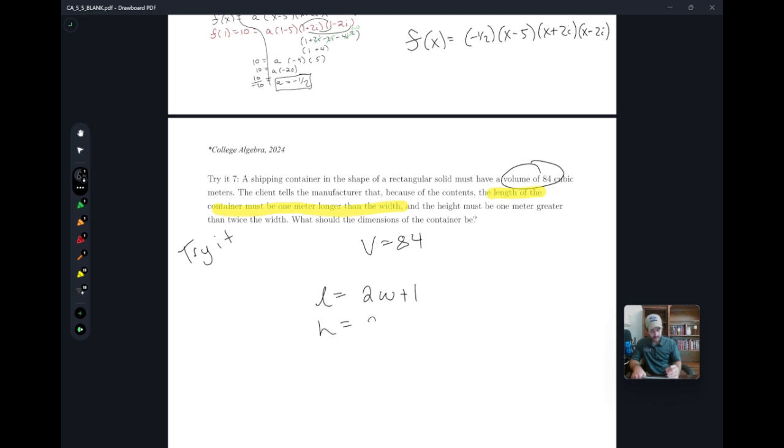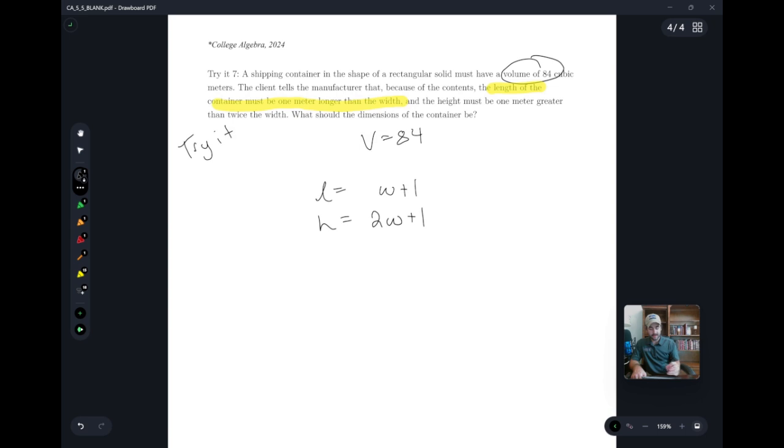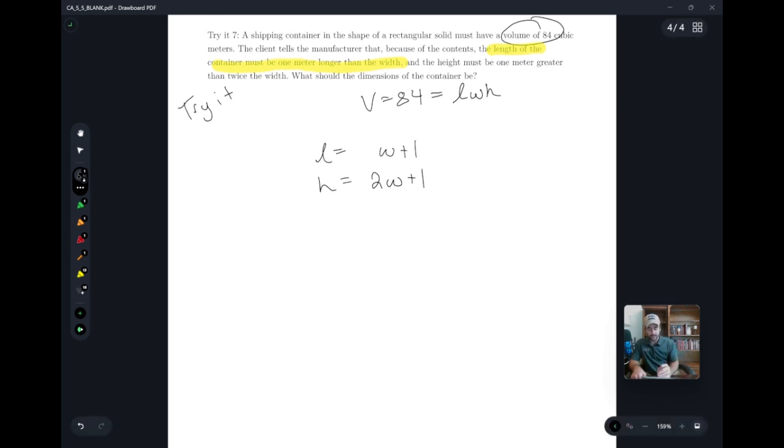So the length of the container must be 1 meter longer than the width. The height must be 1 meter greater than twice the width. And what we're going to do there is just find our formula for volume. We know, if you remember back in the day, it was L times W times H, or multiplying all three edges. And so we've got a volume 84 equals w plus 1, 2w plus 1, and w.